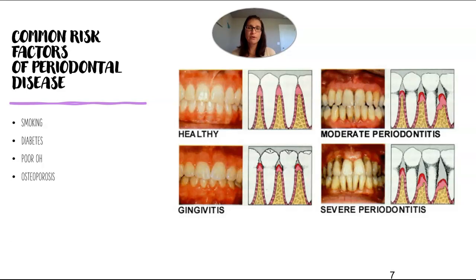Osteoporosis. We know that osteoporosis is a medical condition that causes weakening and deterioration of the bone, and the bone in our mouth is also going to be affected by that. And again, medications that they might be taking to help with osteoporosis can also do some damage to the bone and the gum tissue as well. And then stress. We know that stress has a lot of effects on our body. It also has effects on our mouth.